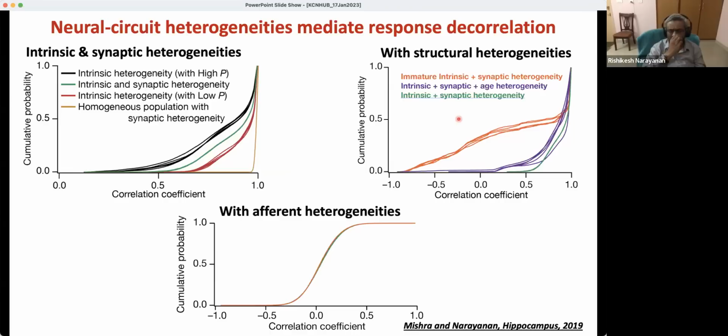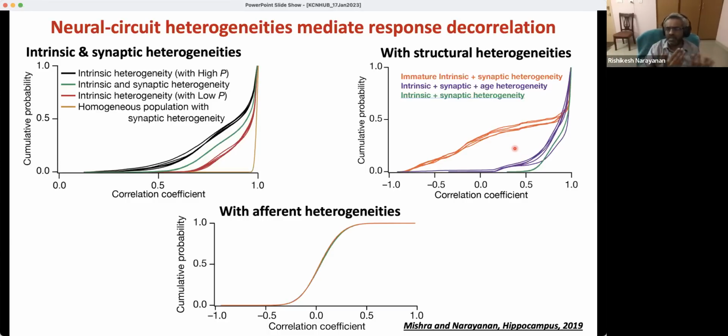Now you could add structural heterogeneities on top of this. Where do the structural heterogeneities come from? The dentate gyrus is one of two brain regions where adult neurogenesis occurs. And therefore, you have these immature neurons, which are smaller in size, and they mature to become larger. And that gives you the structural heterogeneities. And you see that that also brings about a certain amount of decorrelation. So in this case, the heterogeneities themselves are mediating a certain function, which is decorrelating the inputs.